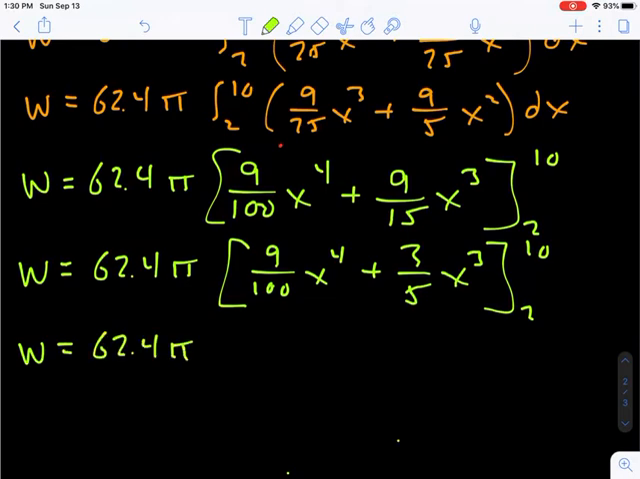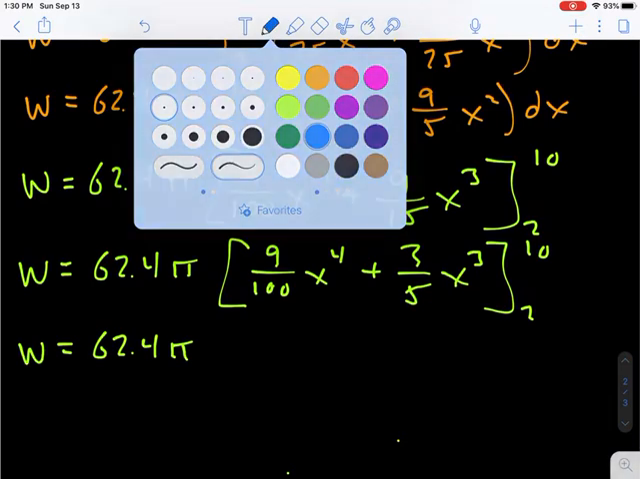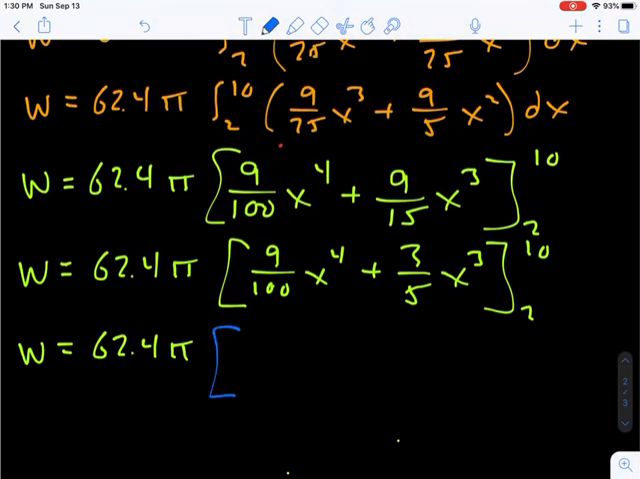62.4 pi, and I'm going to go to blue. And so we have 9/100 times 10 to the fourth power. Well, 10 to the fourth power is 10 squared times 10 squared. So I'm just doing a little fancy algebra here. 10 squared times 10 squared, that's going to cancel out with one of the 10 squareds. I'm going to have the other 10 squared, which is 100 times 9 is 900. Same thing, x cubed is 1,000. 5 goes into 1,000 200 times 3 is 600. All right.